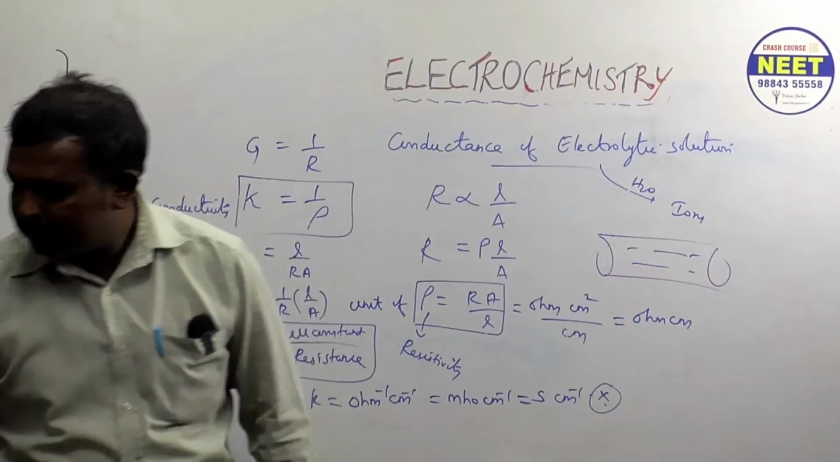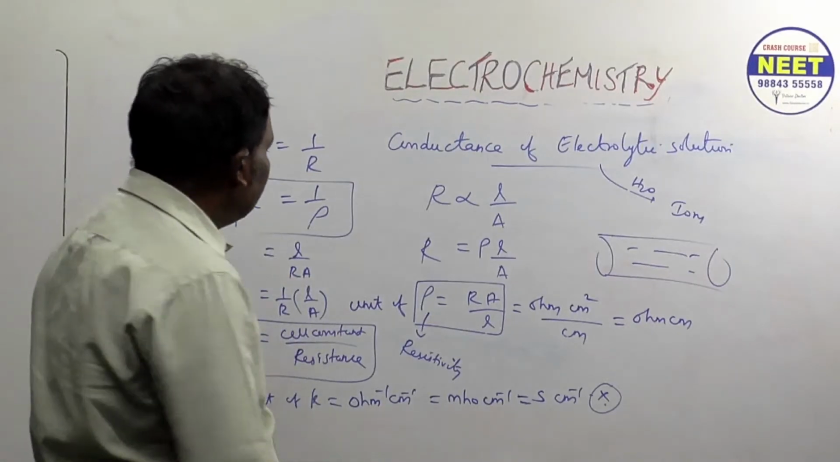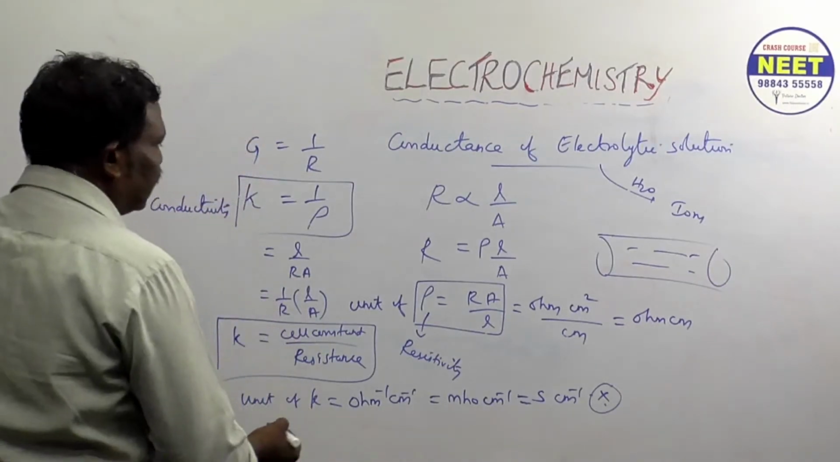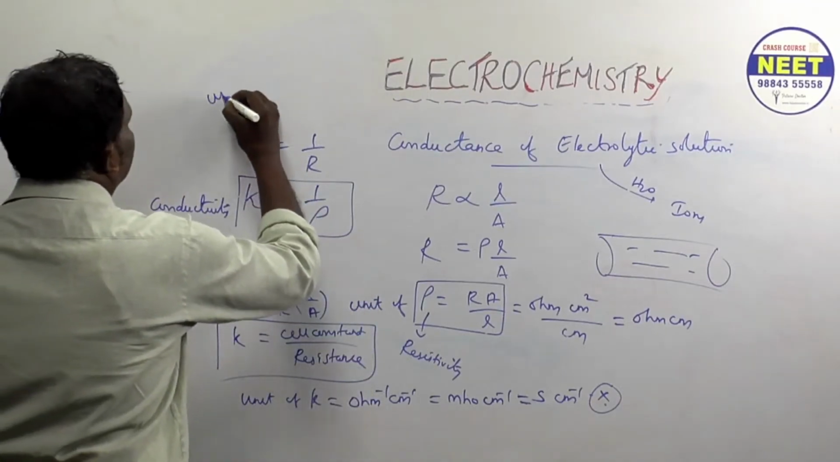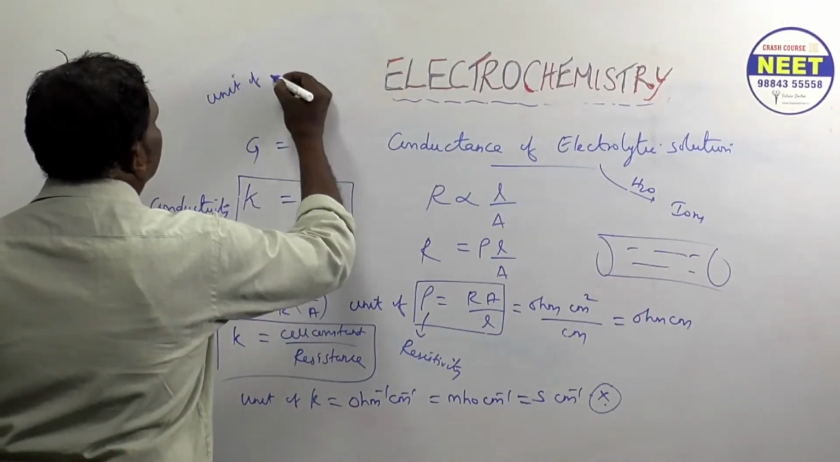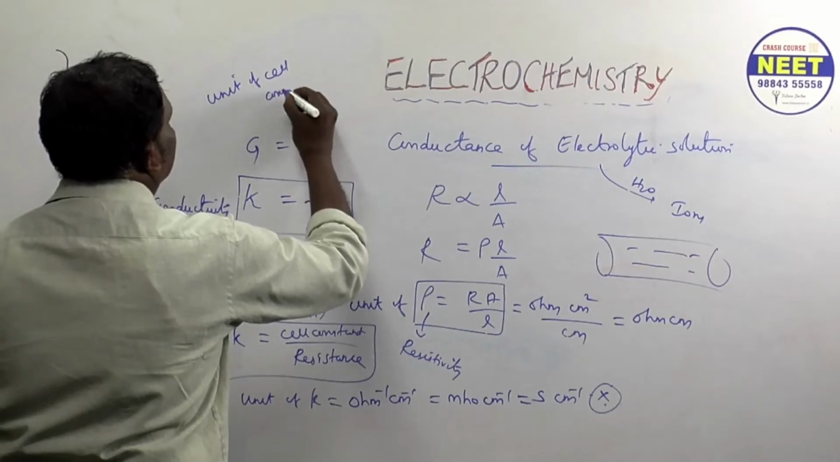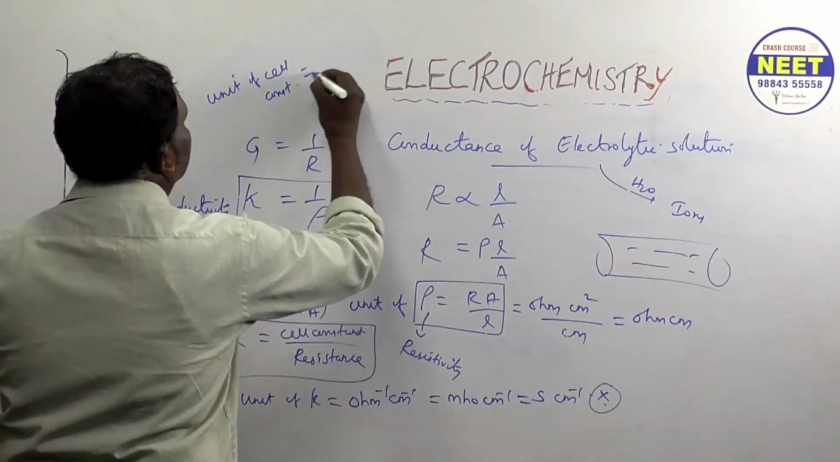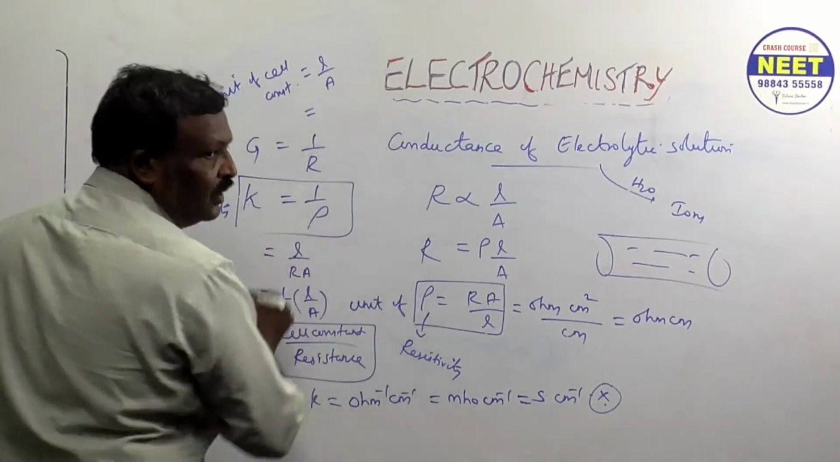Next one is, what is the unit of cell constant? All the units, keep in mind. What is the unit of cell constant? What is the formula for cell constant? L by A, you know.